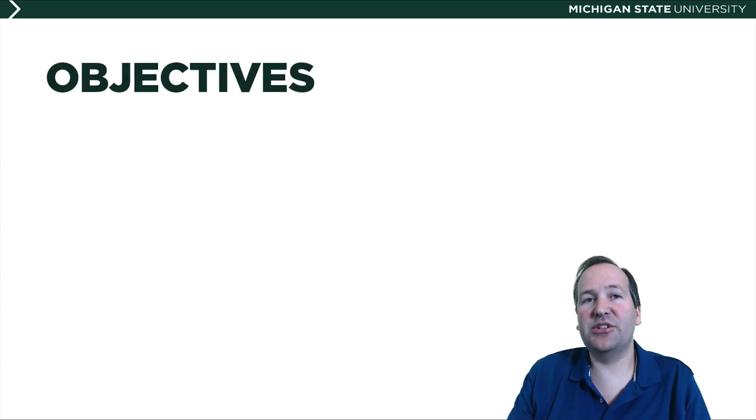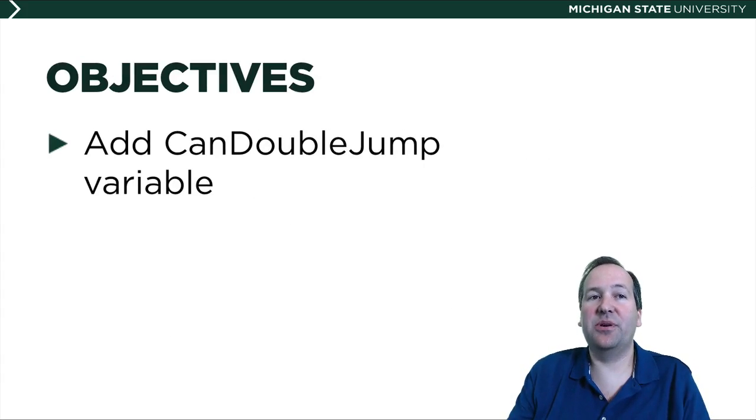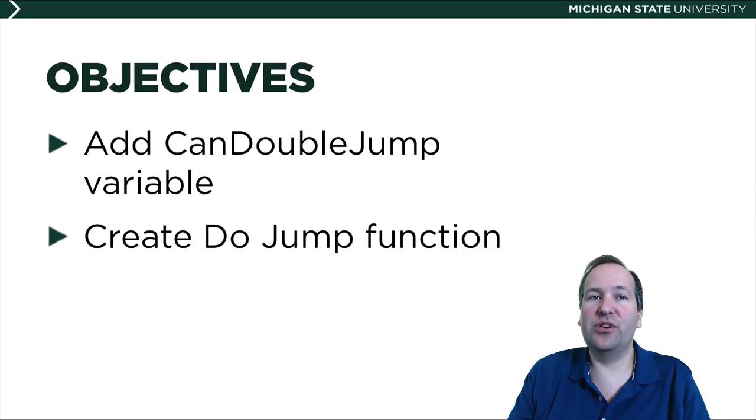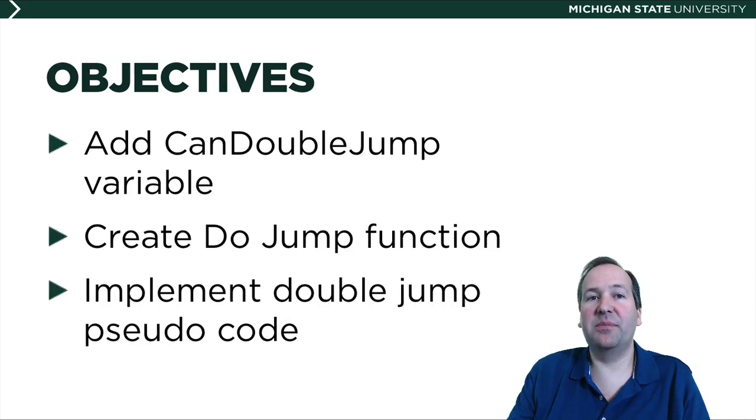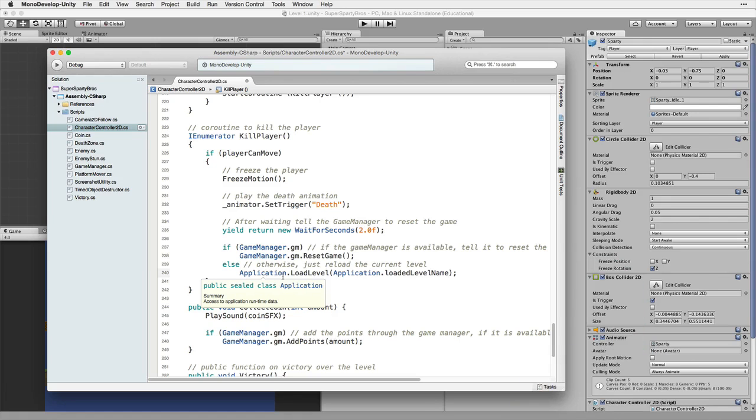Our objectives in this lecture will be to modify the character controller code to add the canDoubleJump variable, create the DoJump function, and implement the double jump pseudocode functionality. So let's modify our character controller code to allow a double jump operation now that we understand a little bit about how this is laid out.